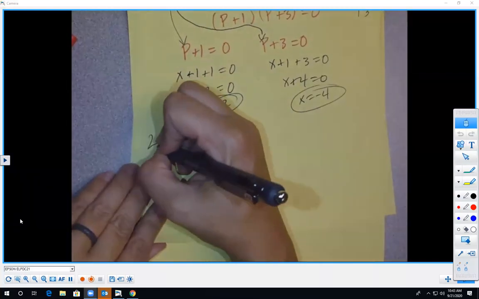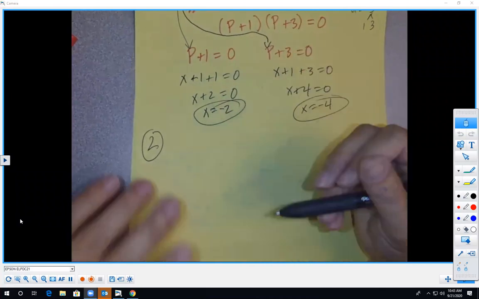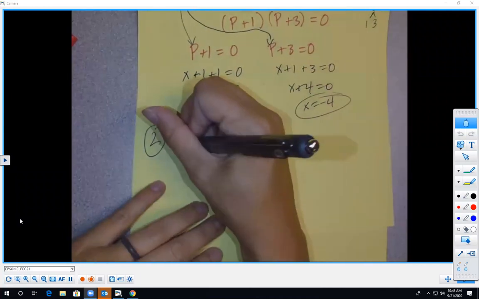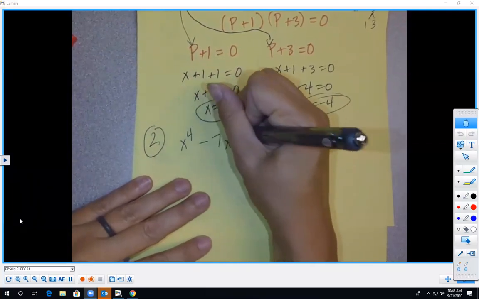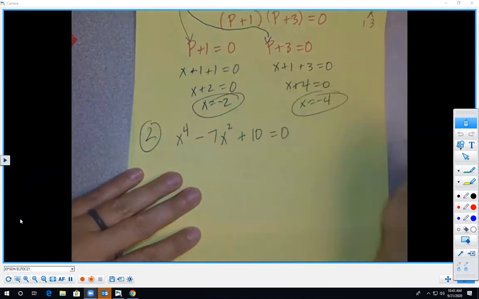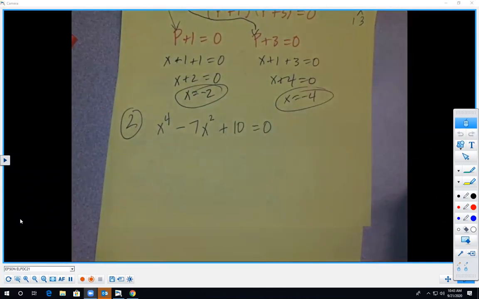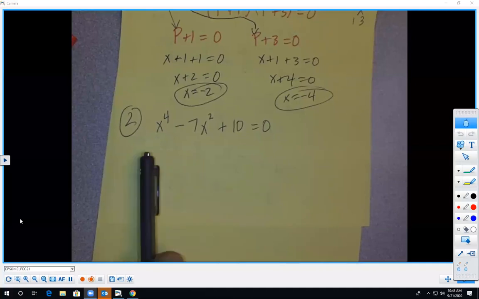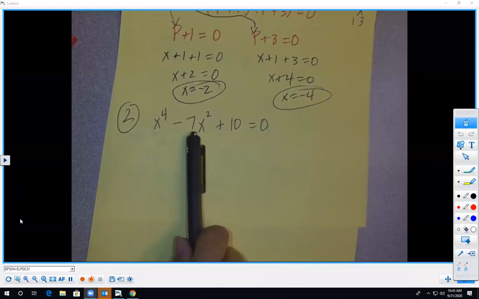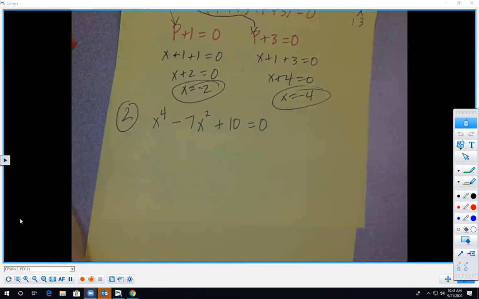It's not exactly like that. It's a substitution problem. If I had the problem x to the 4th minus 7x squared plus 10 equals 0, that kind of looks like a quadratic, right? It's not because it has x to the 4th power, but doesn't it look like a quadratic? Yes, because I have something squared minus 7 times something plus 10. What's my something? What's my P or my Q or my R or whatever you want to call it here?